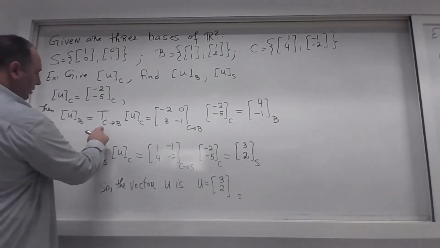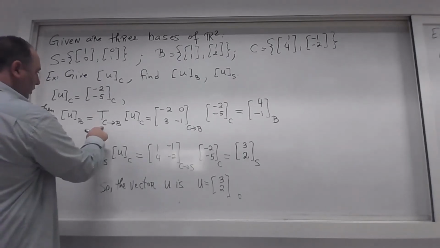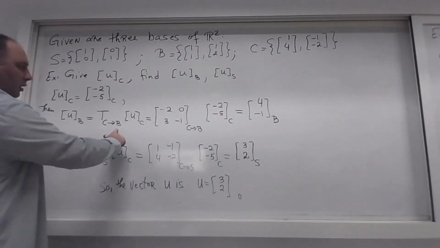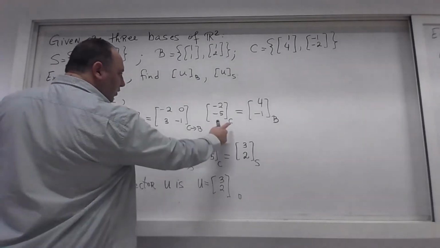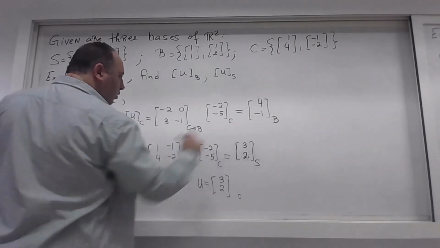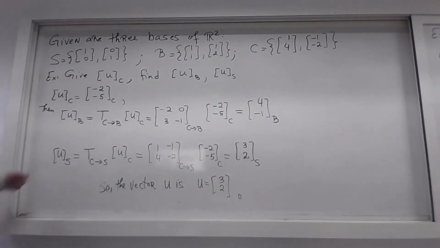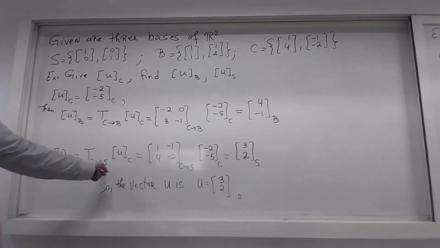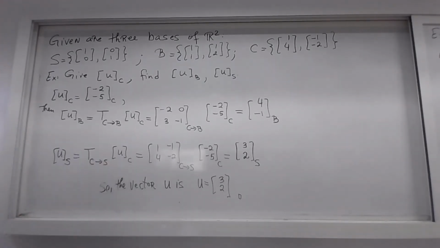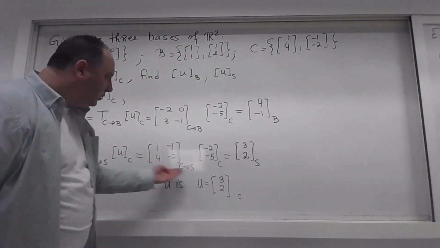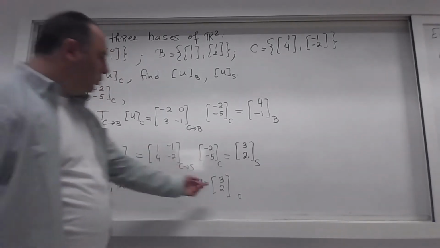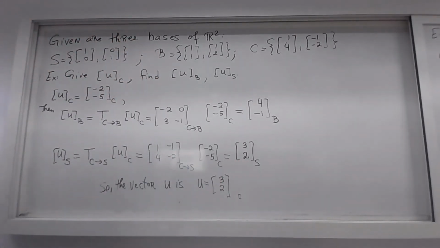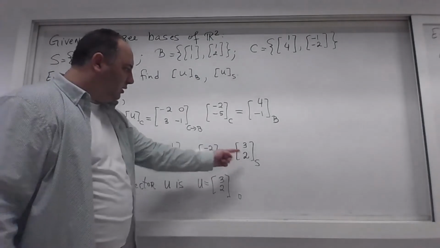Remember, the transition matrix brings coordinates from C into coordinates in B. Provide me coordinates in C, multiplication will give you coordinates in B. If I want to find the standard coordinates of the vector u, it's simply the transition matrix from basis C into basis S times the coordinates of the vector in basis C. Do the product, and I get the coordinates of the vector in basis S, which is the standard basis, coordinates 3, 2.